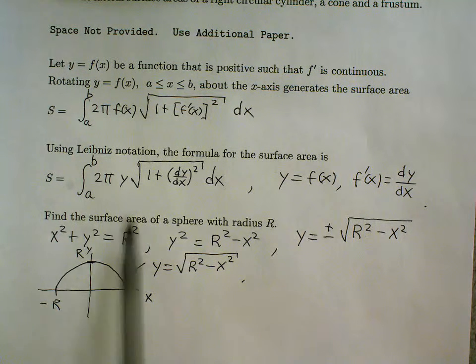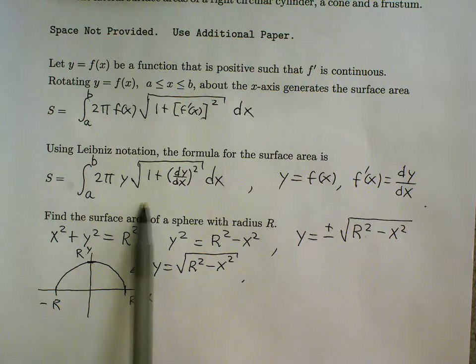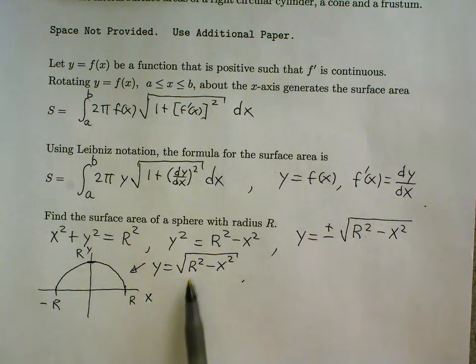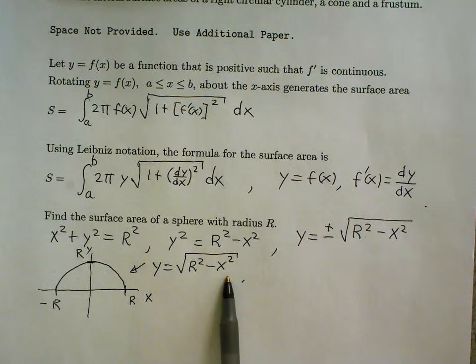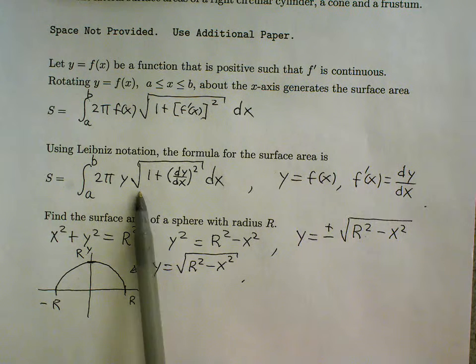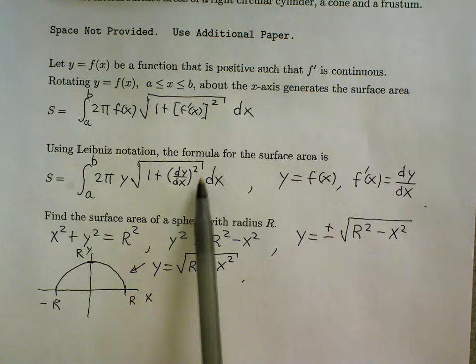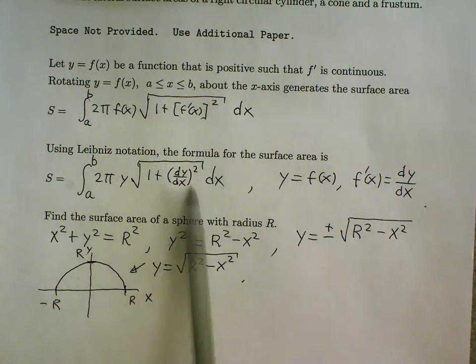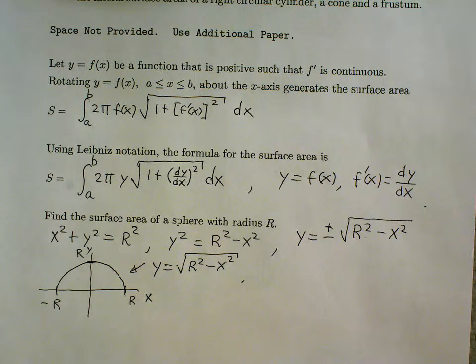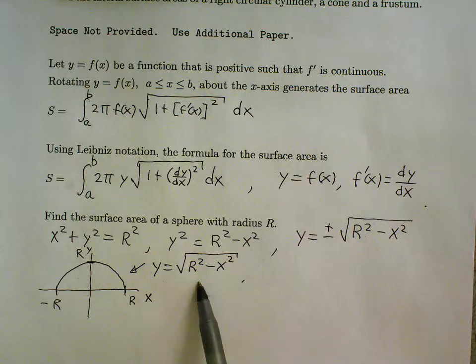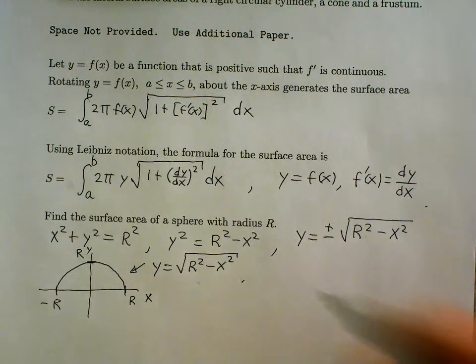Okay, so right up here we have that formula for the surface area. So y is the square root of r squared minus x squared. And we're going to also need to find the derivative of y and square it, add 1 to it, and put it inside the square root in the formula. So for now, let's find the derivative of y equals the square root of r squared minus x squared.